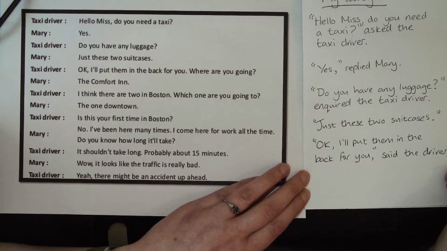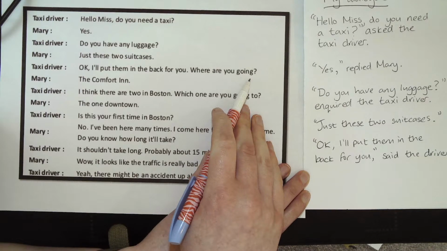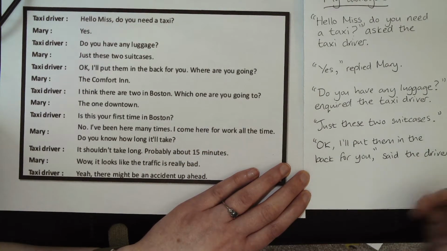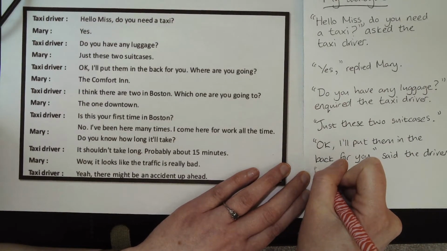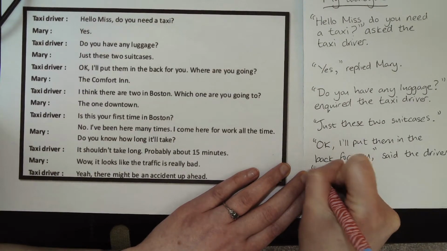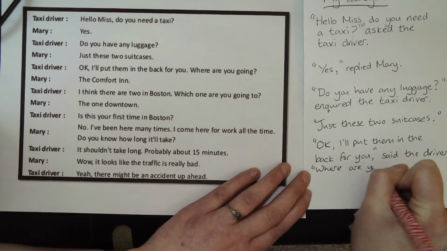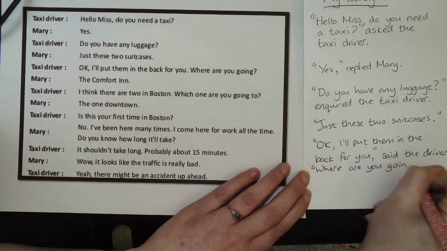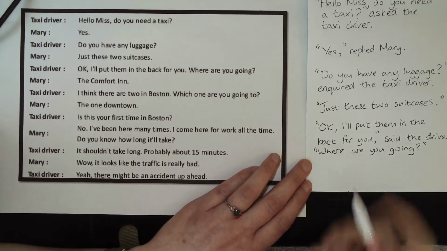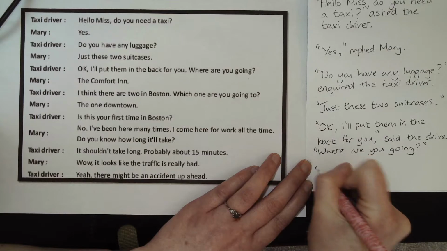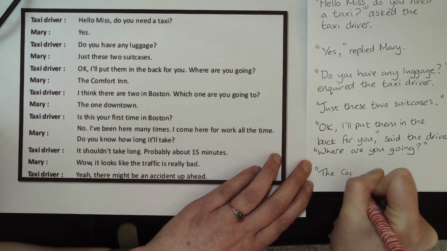Now I don't need to start a new line here because it's still the driver speaking. You only start a new line when it's a new person speaking. So on the same line, or at least it would be if I had room, I would write the rest of what the driver says, which is, "Where are you going?" And then a new paragraph from a new speaker. Finally, Mary says, "The Comfort Inn."